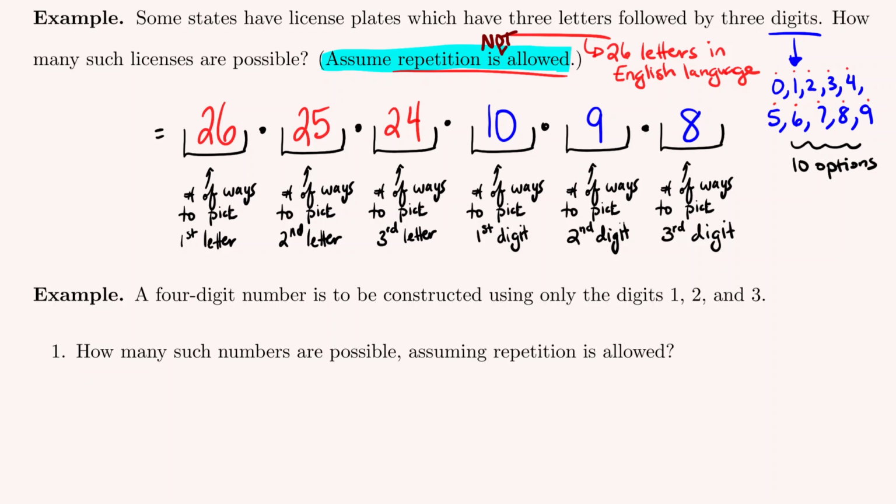And for this particular problem, we would just leave this as our final answer: 26 times 25 times 24 times 10 times 9 times 8. It's a large enough number that it would either come out in your calculator in scientific notation or a number with many, many digits. So for very large results, just leave it in the multiplicative form.